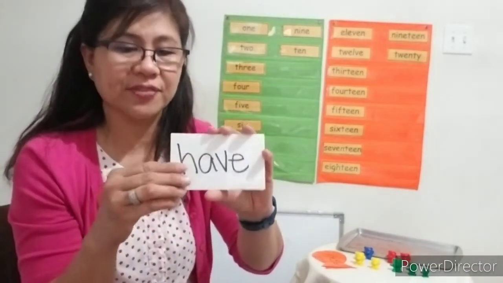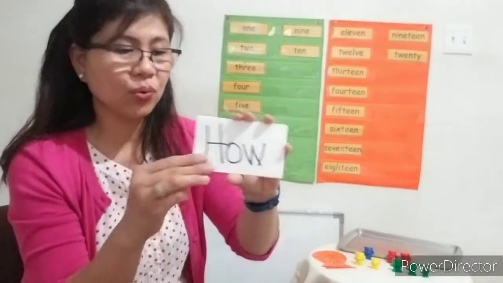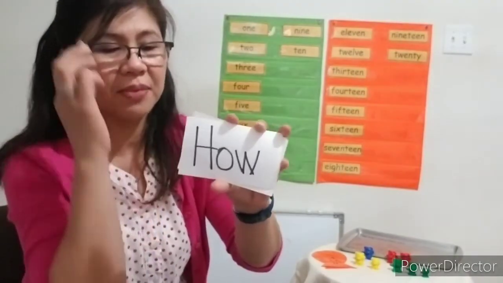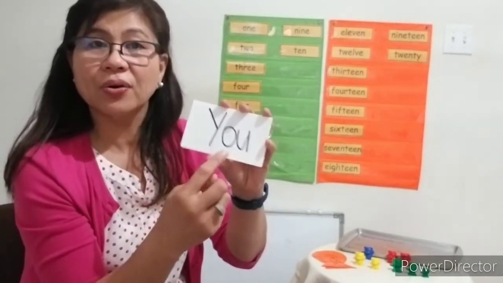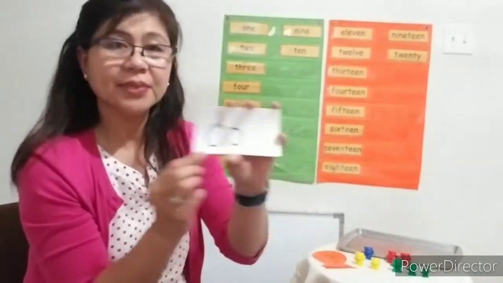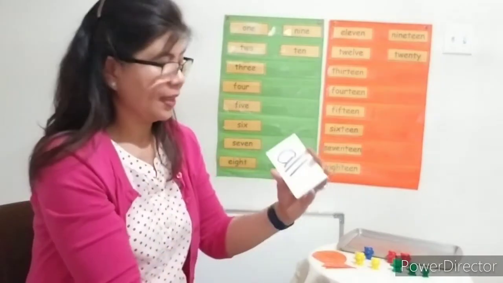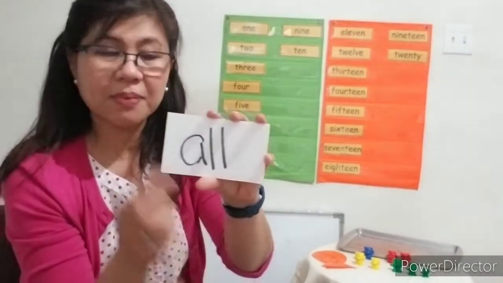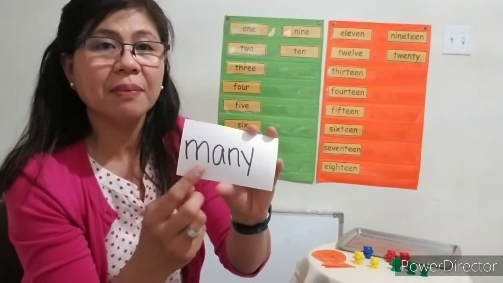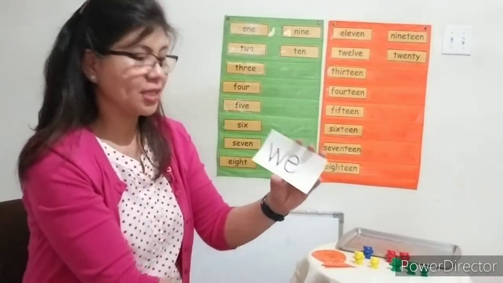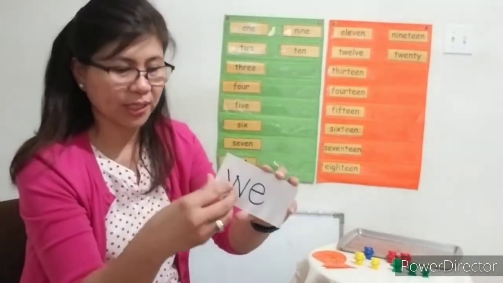This word says have. Say have. Have, I, how. How, this is our asking word. Remember, how, if you're asking. You, Y-O-U, that says you. D-O is do, A-R-E is are. This is A-L-L, we learned about this word, it says all. This one says many, M-A-N-Y, many. This word says we, okay, we. It's you and me, it's we.